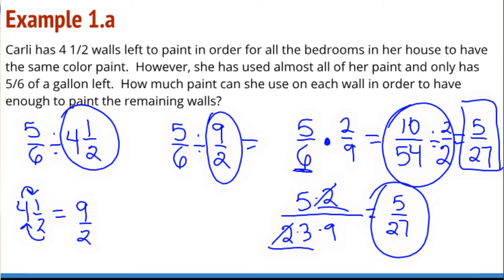So the whole walls are going to have 5/27, and of course this half wall is going to have half of that. So I would have to take 5/27 and find half of that if I were going to know how much to put on that half wall.